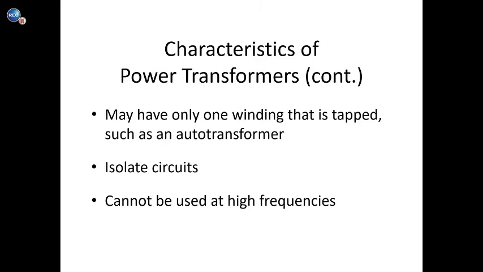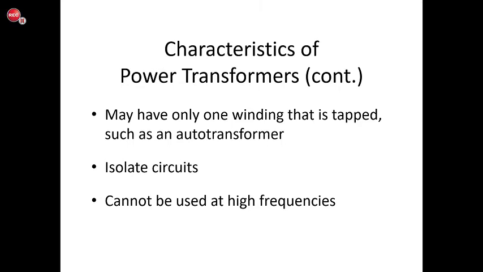Power transformers can be used to isolate circuits. We can have a circuit with a high voltage and a low current at the primary, but we want a high voltage and a low current on the secondary, and those two circuits are completely isolated from one another. They are not connected electrically, rather they're connected by a magnetic field.